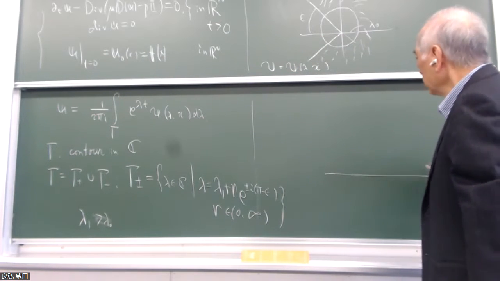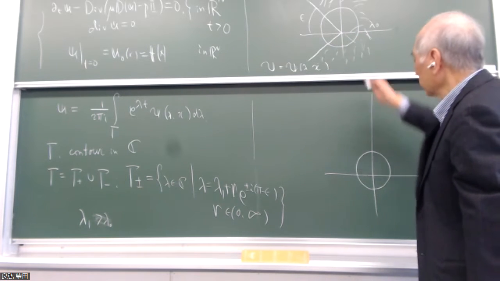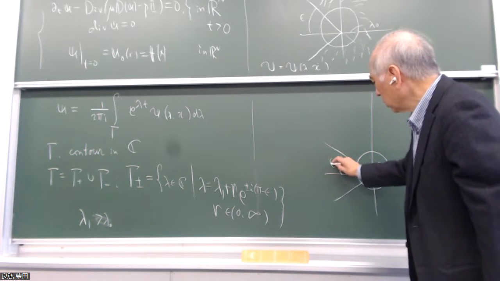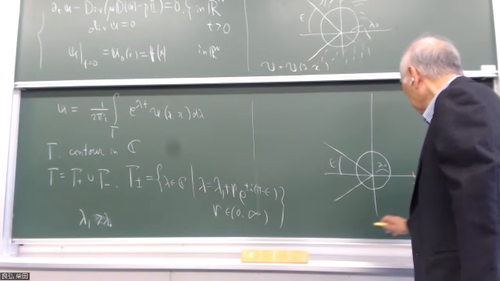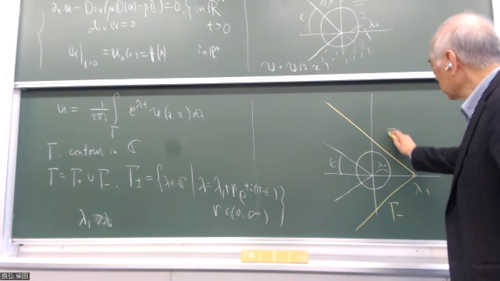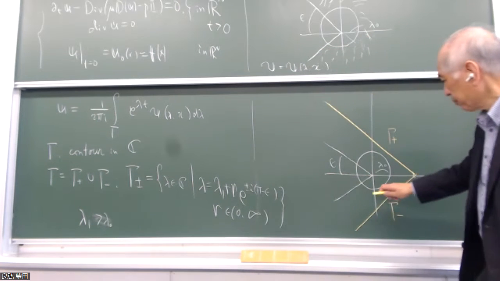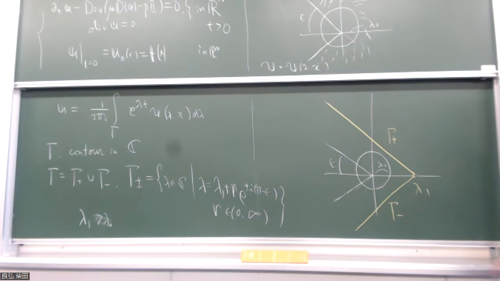In fact, the picture of gamma plus minus is the following. So this is lambda naught, and then there is epsilon. You take lambda 1 large enough, and then this way. So this is gamma minus, and this is gamma plus. Lambda 1 just shifts this contour to the right. Then gamma plus and gamma minus are in here.